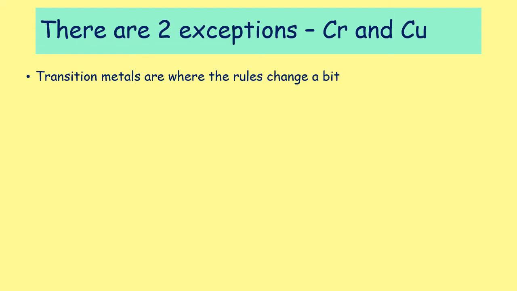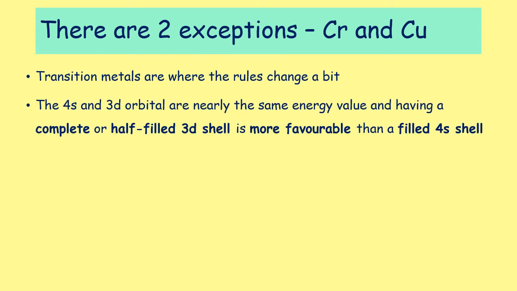Now, unfortunately, there are 2 exceptions to this rule, and we will visit these 2 elements when we look at transition metals in more detail, but the 2 exceptions to the normal filling rules come with the elements chromium and copper, both of which are transition metals within the first row. So they are ones that you do need to know how to write the notation for and get it right.